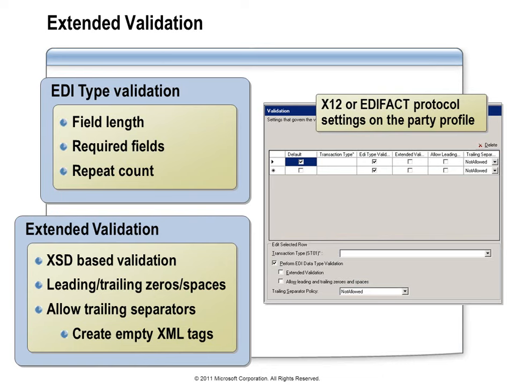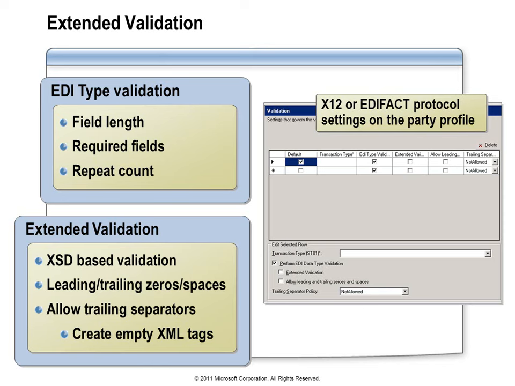You can also see here that when we set up the configuration of those protocols and things, we also have the ability to set up the validation, and we can do the EDI type validation, which will give us, as you see, the field length and required fields and repeat count, kind of the core things. But you can also enable through a checkbox the extended validation, so that we'll use the schema and all of the metadata that it provides to validate the information. We can validate things such as leading or trailing zeros or spaces and trailing separators, those sorts of things.